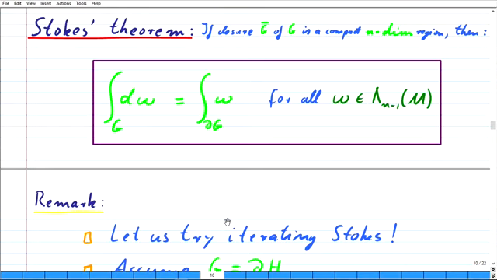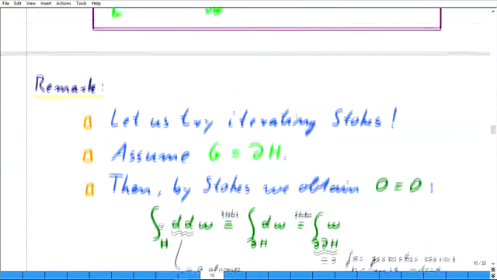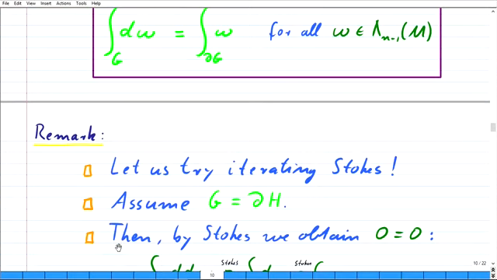That would be nice. Well, we're not so lucky, but we will learn something very interesting by trying that out. So let's try to iterate Stokes. Let me show you Stokes while I show you the other thing. Okay, so we assume now that G is itself the boundary of H. In this way, we can take Stokes' theorem and extend it to the left. So let us rewrite Stokes' theorem, but replacing G by del H. We're assuming that G is del H.